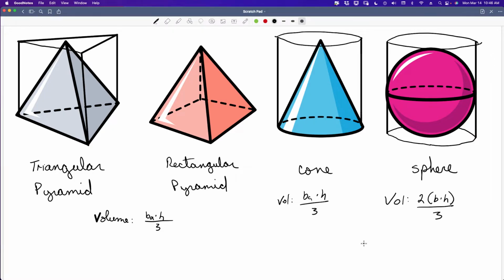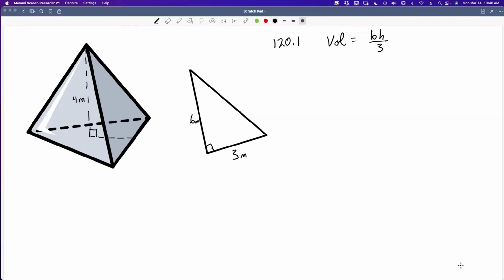All right, so let's try an example problem. We are going to do example 120.1. So let me put that up here for us. All right, so here we have a right triangular prism. And that just means that it is centered. It's straight up and down. It's not skewed in any kind of way.